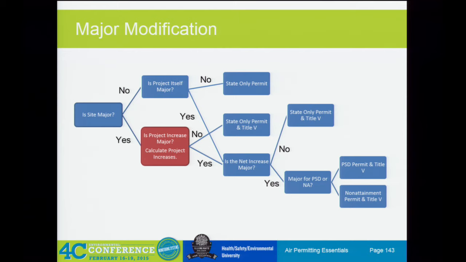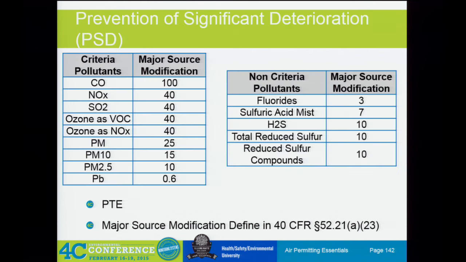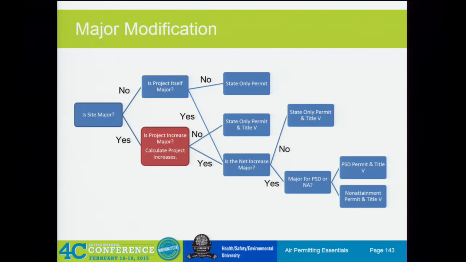So as we discussed earlier, our project was a major source prior to the project. So we were already a major source. So we go down to the next question: is the project increase major? We need to calculate our project increases against these source thresholds.